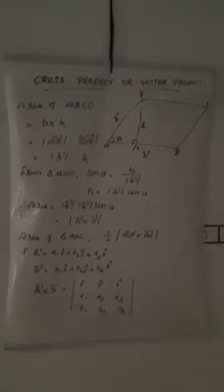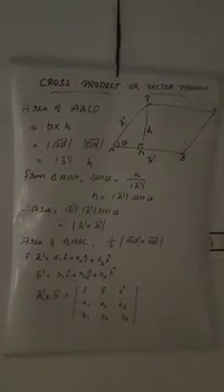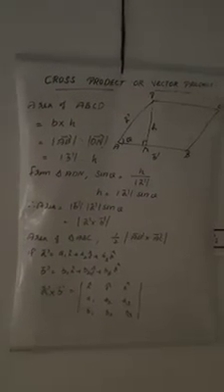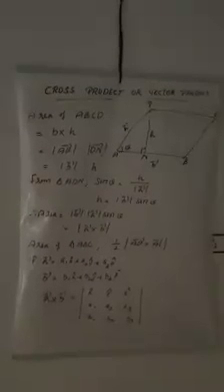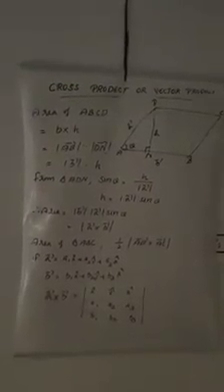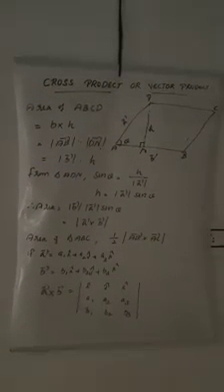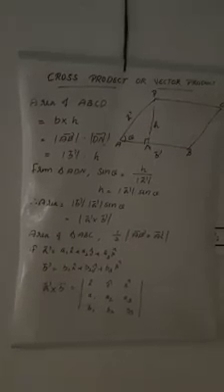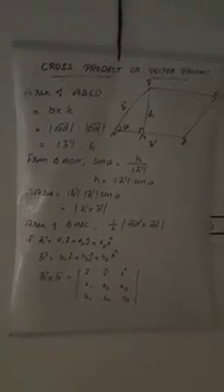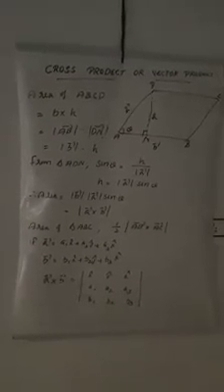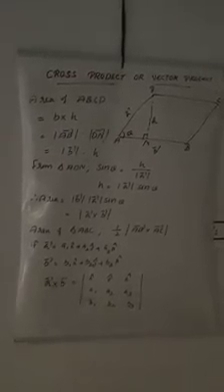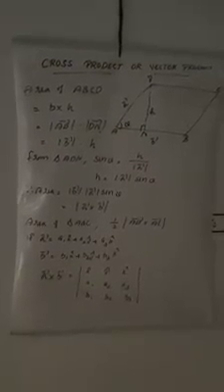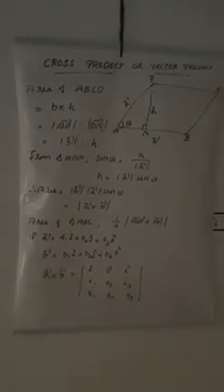Okay, and see the figure. ABCD is a parallelogram. We can find the area of this parallelogram using vector product. That is the application of cross product or vector product. Do you remember the application of dot product or scalar product? Its application is the projection of vector A on another vector B. And here the application of cross product or vector product is the area of the parallelogram.